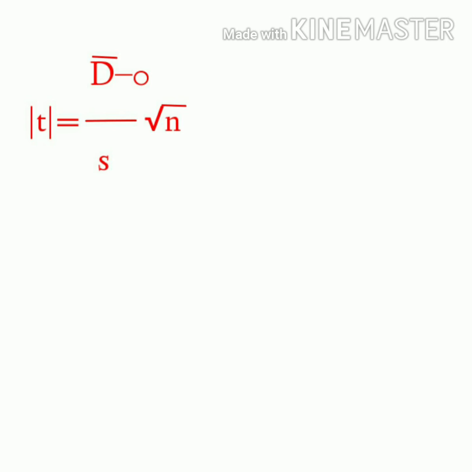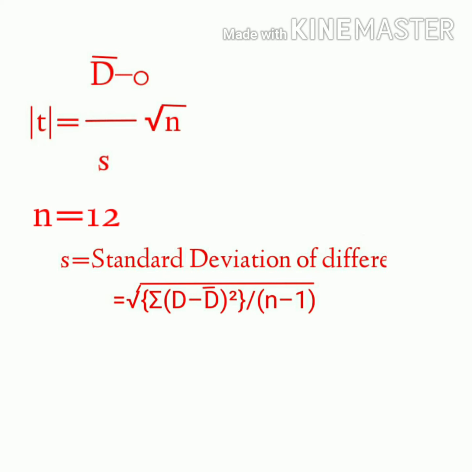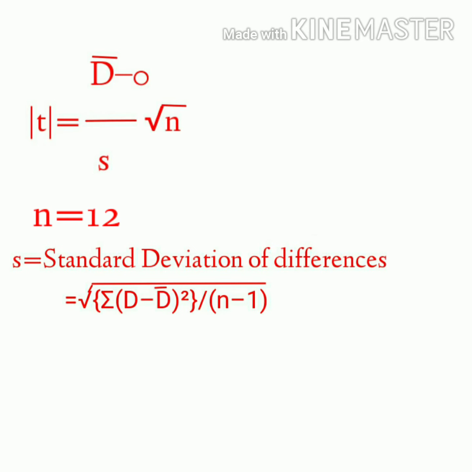Now you will have to find the value of d, the value of s, and the value of n. The value of n is given in the math, that is, 12 participants were given the test. So the value of n will be 12. s is the standard deviation of differences, and the formula is root over summation (d minus d bar) whole square divided by n minus 1. Now how to calculate d? As I have told, if the values from the two matched samples are denoted as x and y, then the differences d will be x minus y.